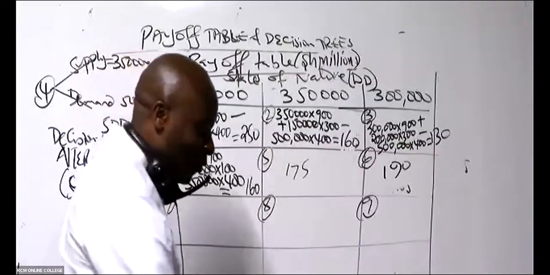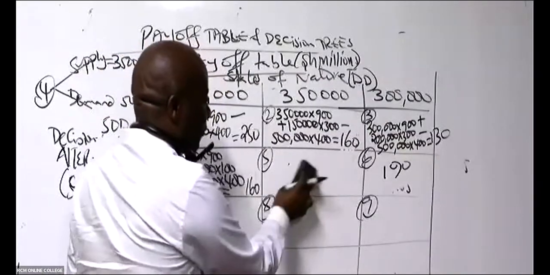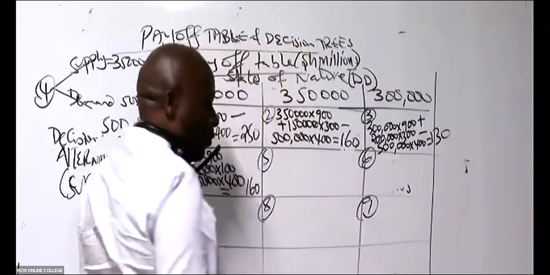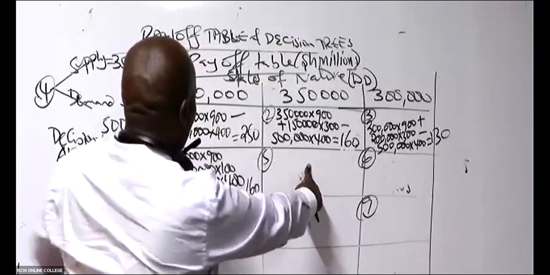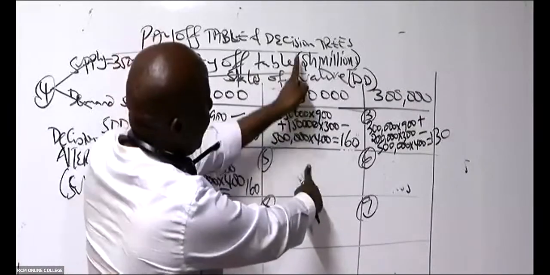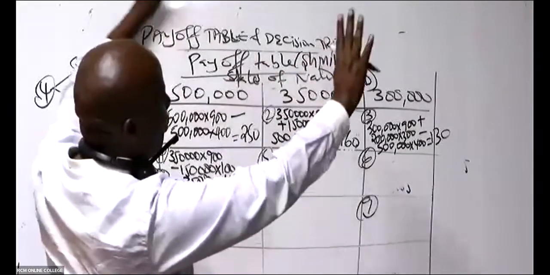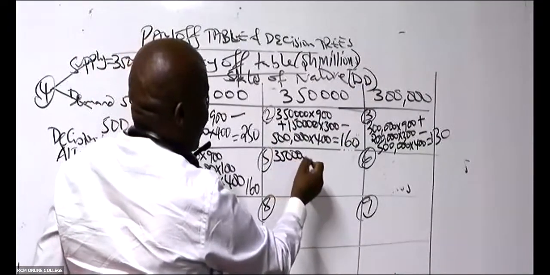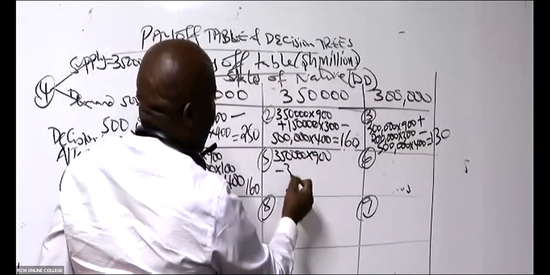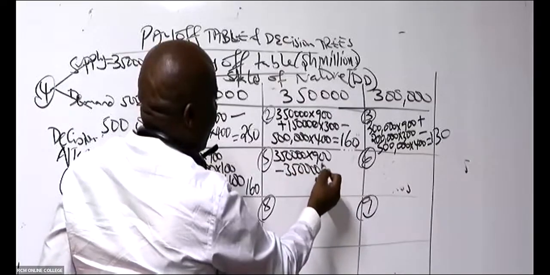Okay, let's do all of them. Now let's start with number 5. Now, ladies and gentlemen, with number 5, what is happening? The intersection is 350 supply, and what is being demanded is 350. So we are lucky, we shall sell everything. So we sell 350 at 900 minus 350,000 at 400.